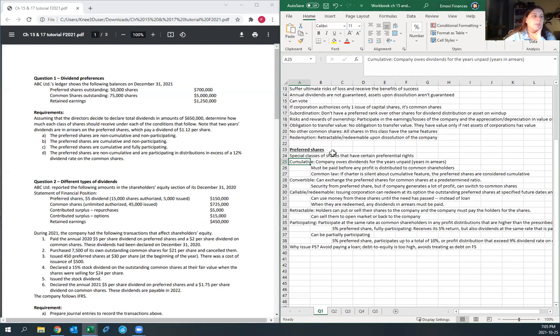When these dividends are not paid, they are called in arrears. And under common law, I don't know if Canada is under common law, I'm not a lawyer, I don't remember. But if the charter of a company is silent about the cumulative feature, the preferred shares are most likely cumulative.